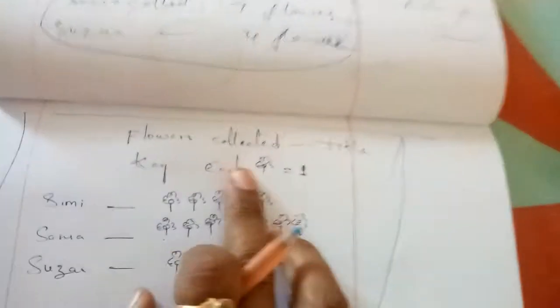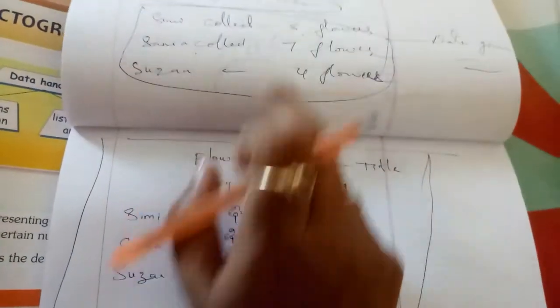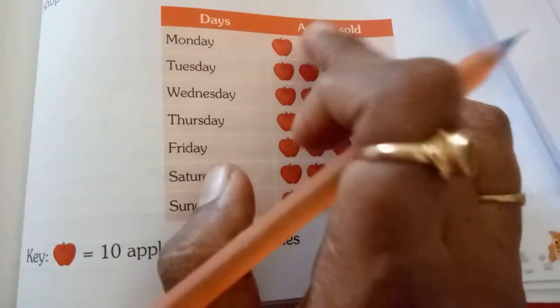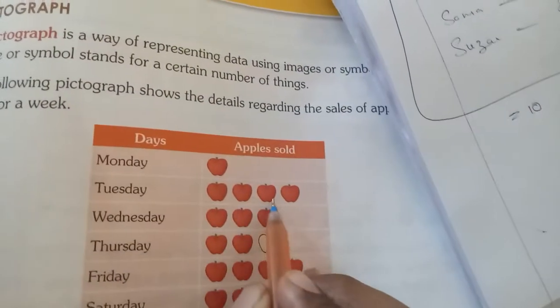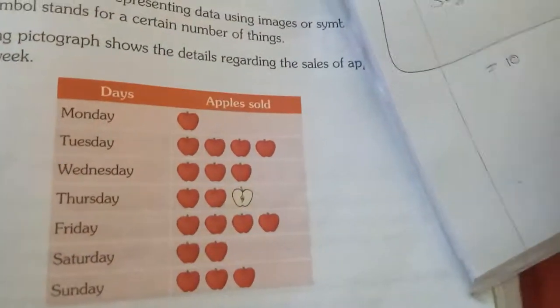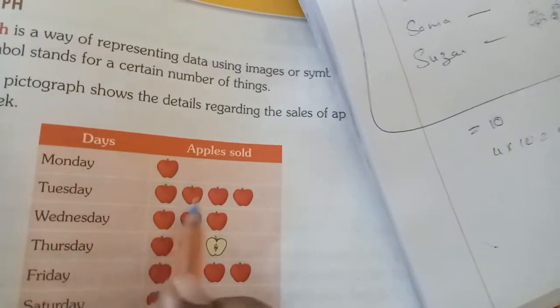But here one key has been given. Just as we said each flower is equal to 1, so 5 flowers meant we drew 5. But here they have given that 1 apple picture is equal to 10 apples. Then here 4 apples means 4 into 10. How many apples did they sell on Tuesday?